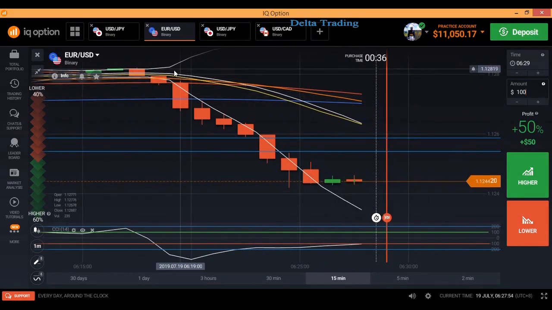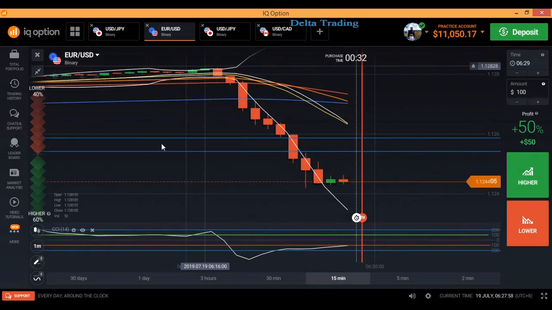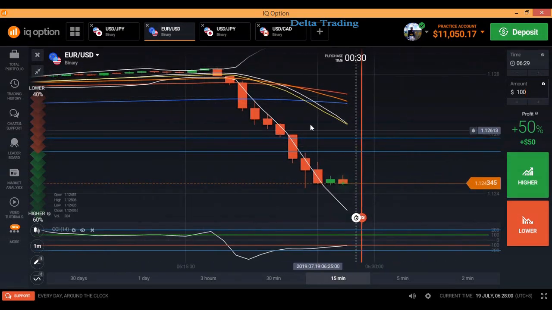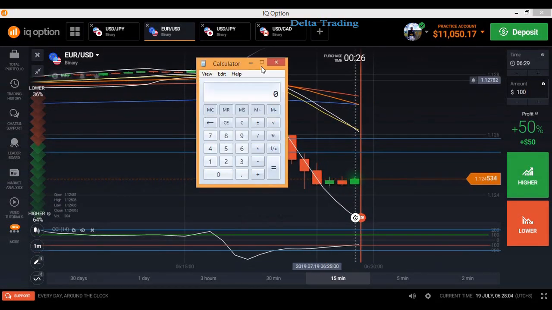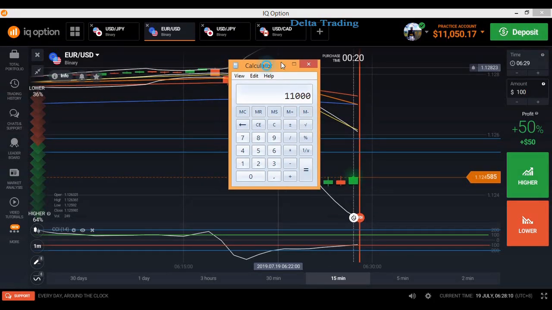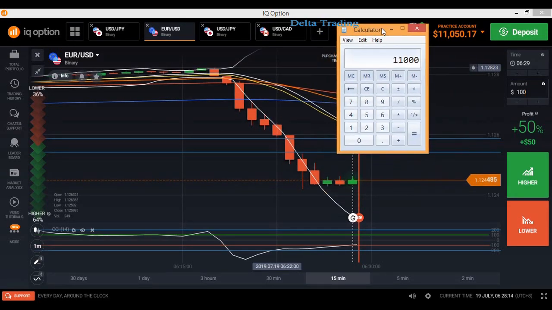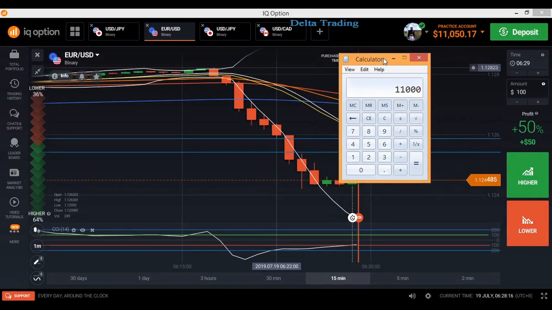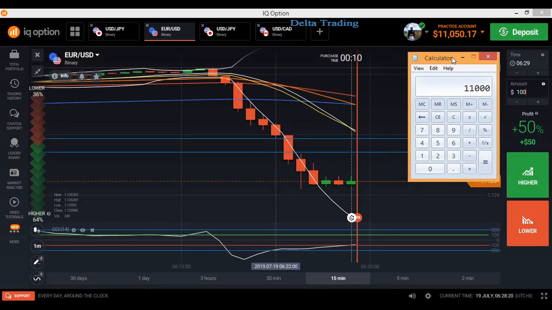Let's continue. For example, you have EUR/USD, and this is your capital. Your capital is $11,000. So how would you know how much you will bet, or how much is your lot size for this? How much will you trade for this?